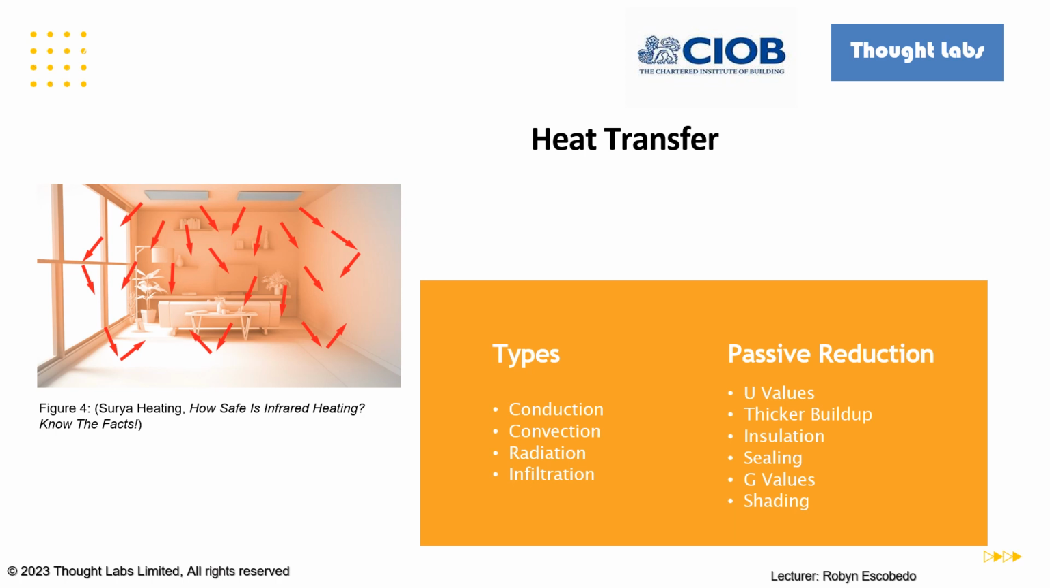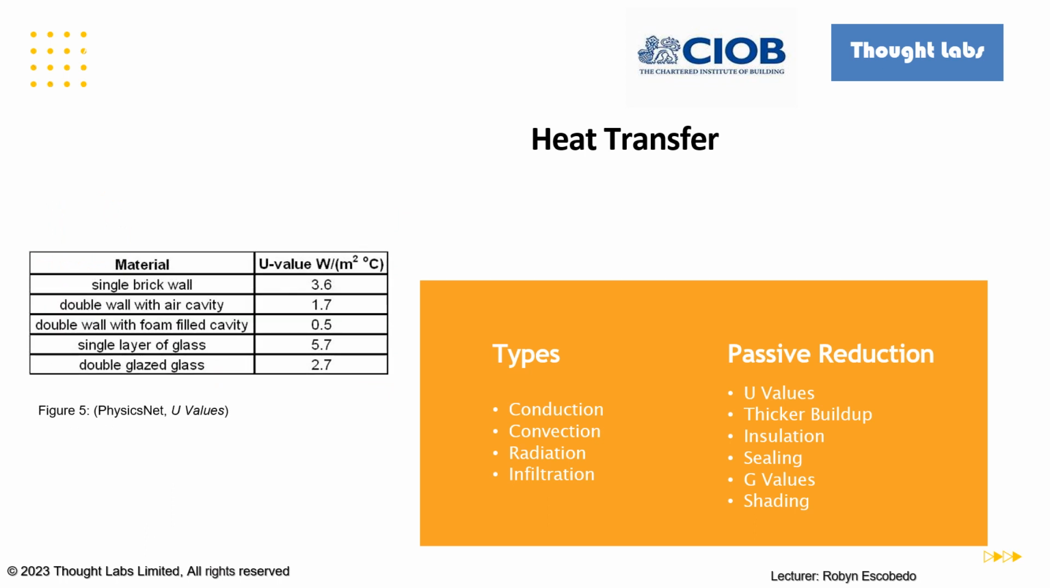The two main types of heat loss that occur within buildings in winter are via conduction and infiltration. The heating system needs to be sized to overcome such heat losses, and hence reduced conduction and infiltration rates within buildings are one way of getting a reduced heat demand. This could be done via using materials with lower U values. For example, a double wall with foam-filled cavity has a U value of 0.5, which is a much better thermal performance than a single brick wall that has a U value of 3.6.